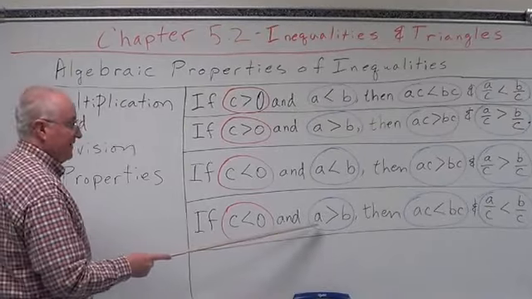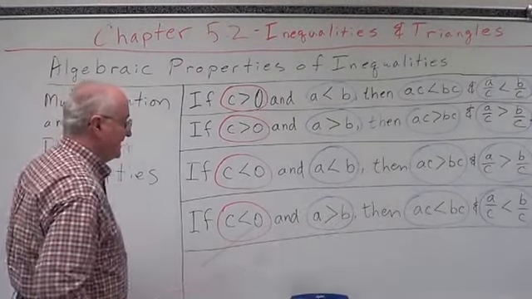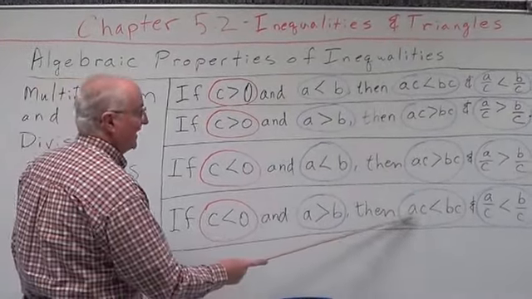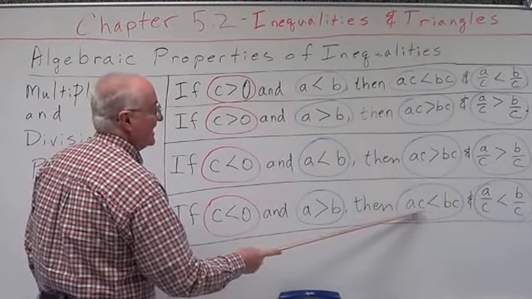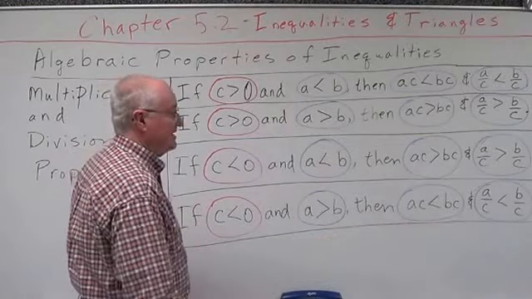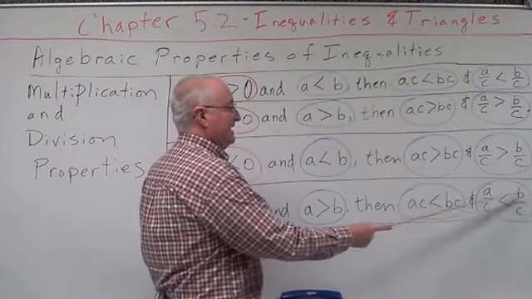Same thing down here. If A is greater than B and C is less than 0, then we reverse that relationship, and A times C is less than B times C, and A divided by C is less than B divided by C.